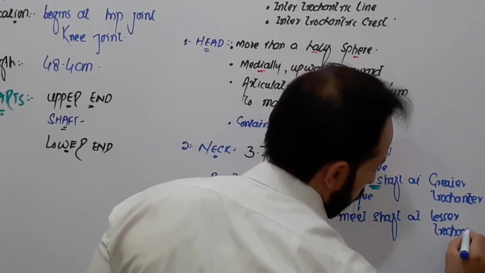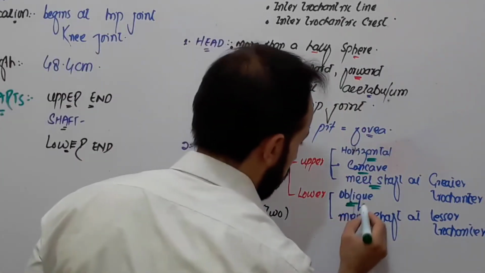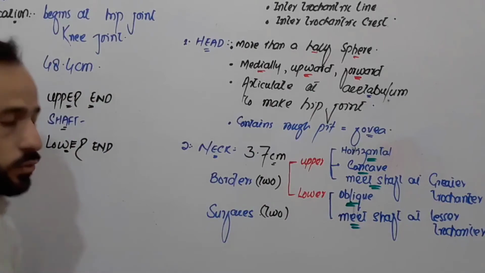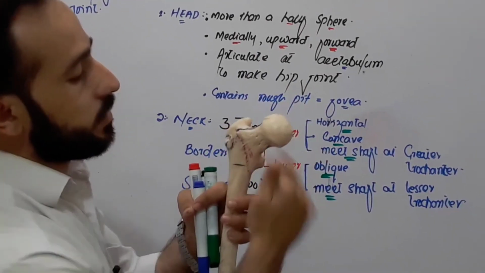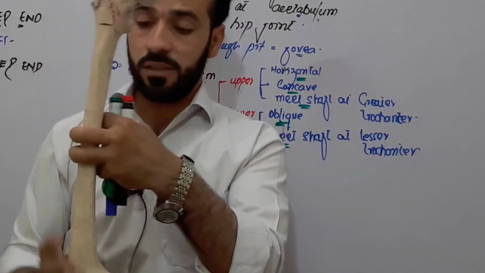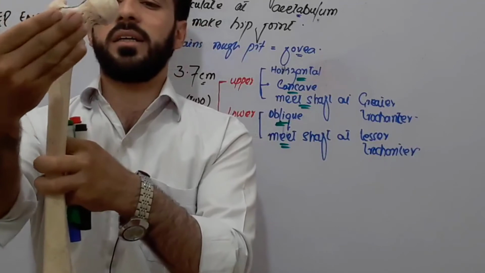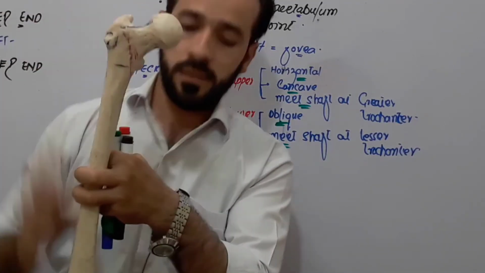These important points are written in the book. That's why I am mentioning all these. Right. Then there are two surfaces. And what are those surfaces? There is the anterior surface and there is the posterior surface. If this is the right femur bone, this will be the anterior surface, this will be the posterior surface of the neck, anterior and posterior.